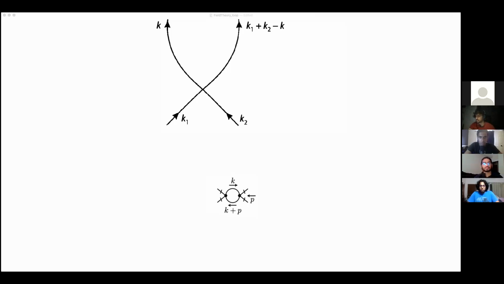So I'm going to have one propagator that looks like minus i over k squared minus m squared plus i epsilon. And then I'm going to have another one, which is k plus p squared minus m squared plus i epsilon. But the m I'm going to be using is going to be the bare mass, right? So let's evaluate this.